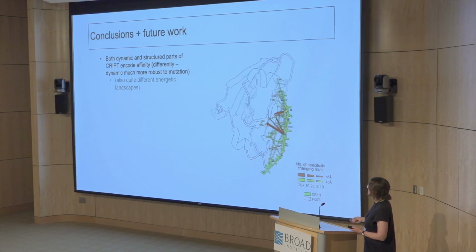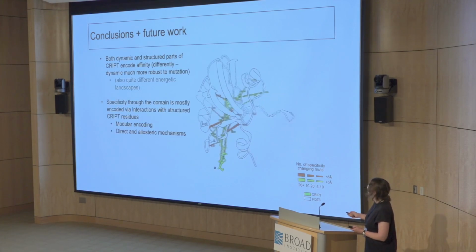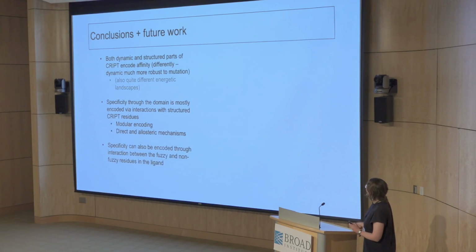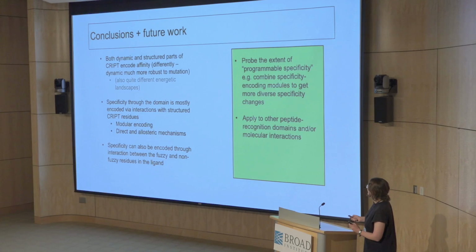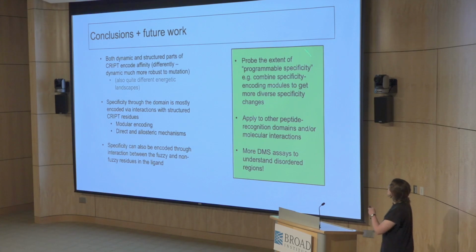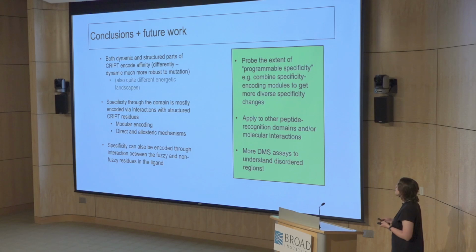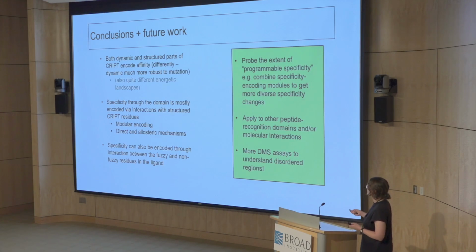I will skip through this. I will also skip through the conclusions. And yeah, so basically just looking forward, we want to probe the extent of how programmable the specificity is, apply this method to other peptide recognition domains and other molecular interactions. And we also need more DMS assays in general to understand disordered regions.